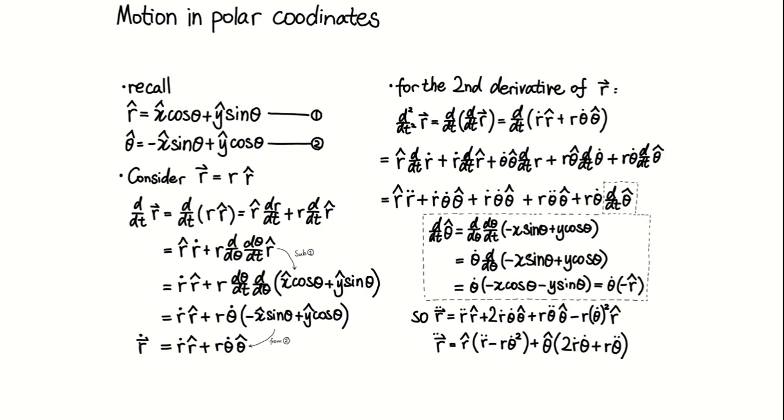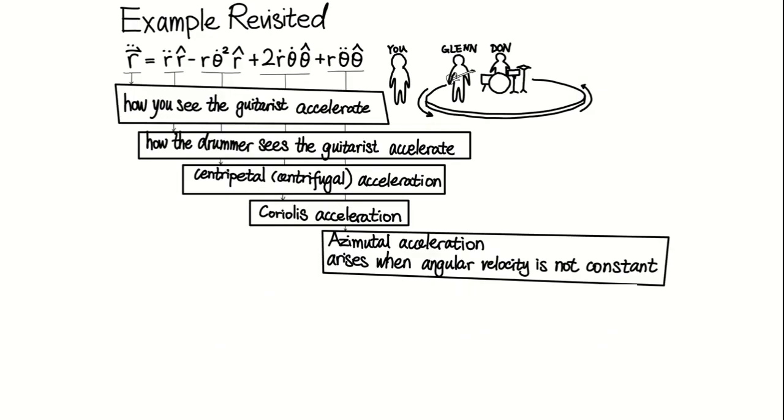Therefore, once we have grouped our terms into r and theta components, our equation for the acceleration in polar coordinates is equal to r double dot minus r theta dot squared, times the unit vector r, plus 2 r dot theta dot plus r theta double dot, times the unit vector theta. But what does this mean for our example?